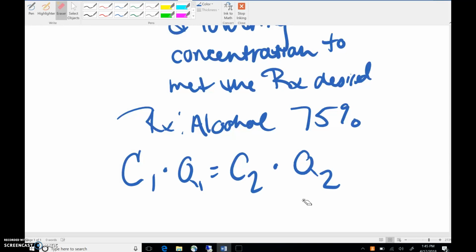No, if the problem says what is the desired concentration, then that means that there's two concentrations presented within the problem, but one is unknown. I want you guys to keep that in mind.